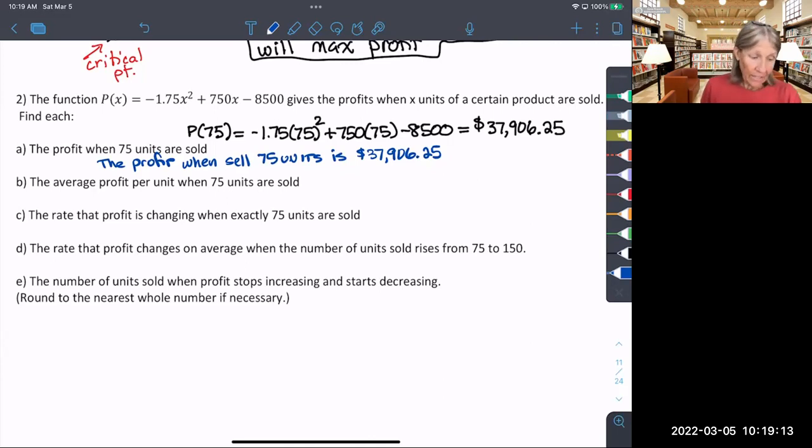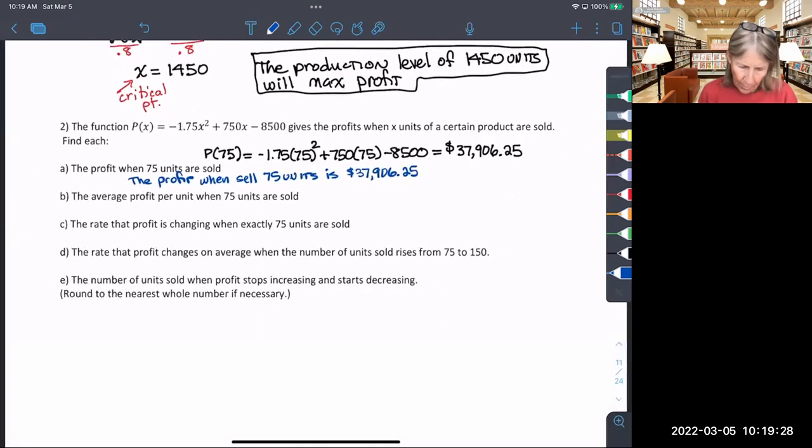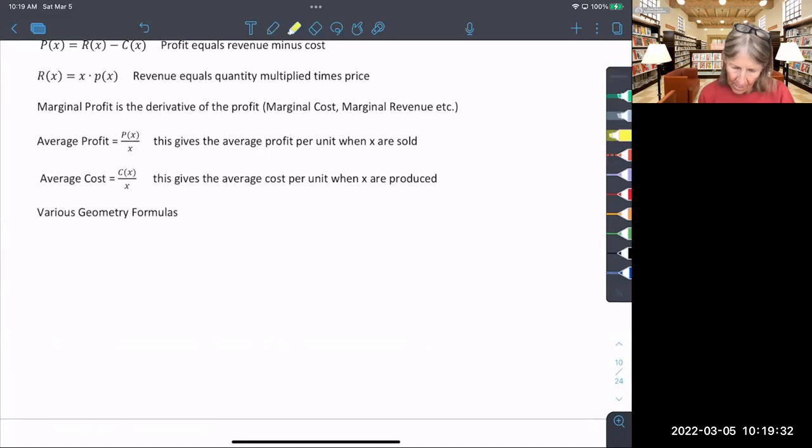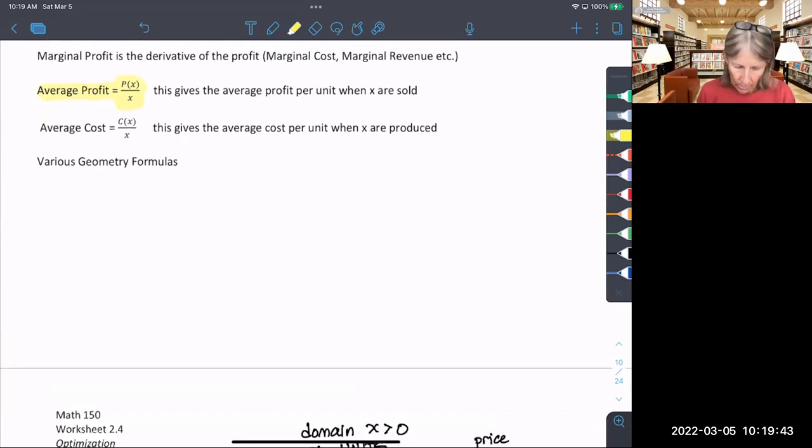So what I can do, and I've got most of the information I need already, is just take that total profit for 75 units and divide by 75. And that will give me the profit per unit. That gives me the average profit. So I believe I put an average formula up here. If you look up here, average profit here, P of X over X. So you take the profit at your X value and divide it by your X value. Okay, so that's what I'm going to be doing here.